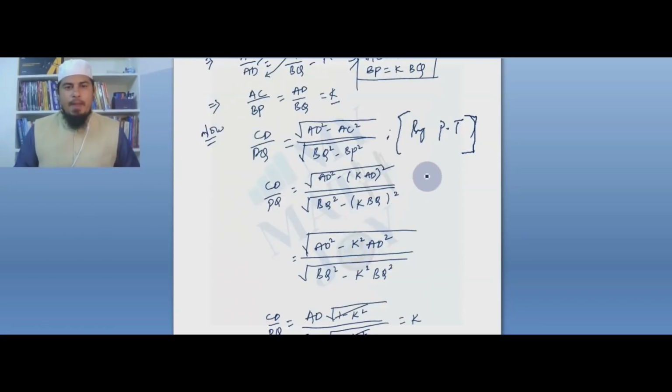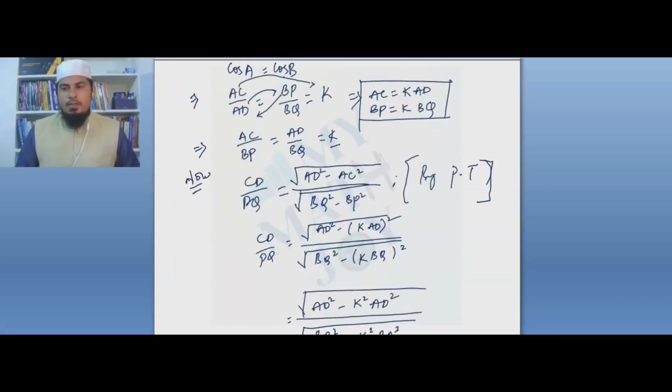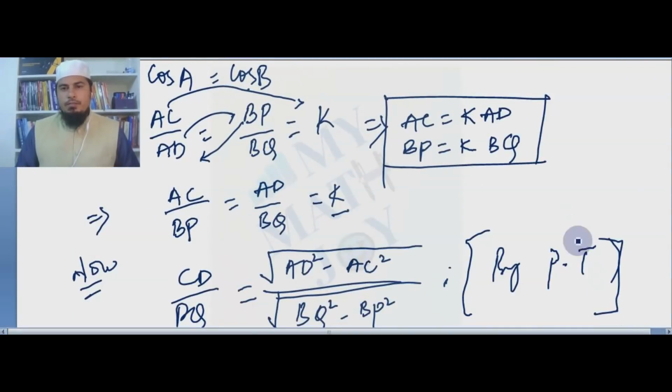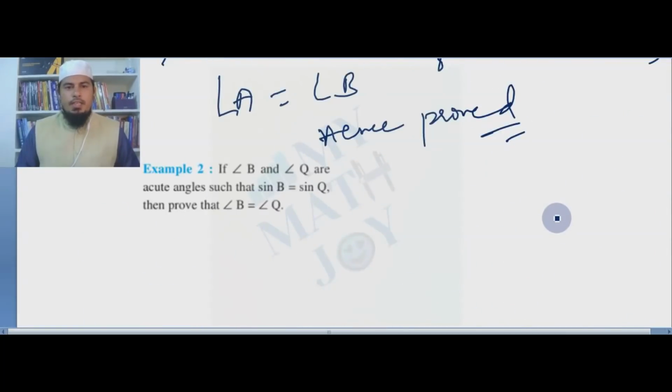Yes, there is a practice question coming to you right now. Let us increase the font and give you a question now. The question is here. If angle B and angle Q are acute angles such that sine B is equal to sine Q, then prove that angle B is equal to angle Q. You take this question and in a similar manner you please solve it.